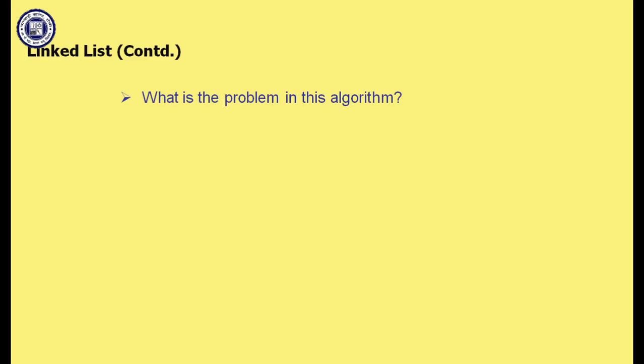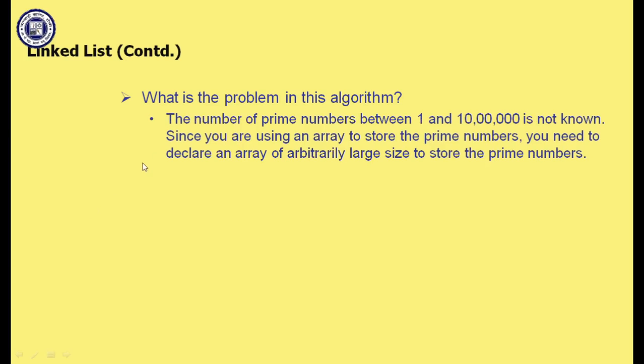Now there is a problem in this algorithm. So what is the problem? The number of prime numbers between 1 and 10 lakh is not known. So we had taken 10 lakh as the upper bound. So how many prime numbers we have within 1 to 10 lakh is not known. Since you are using an array to store the prime numbers, you need to declare an array of arbitrarily large size to store the prime numbers.